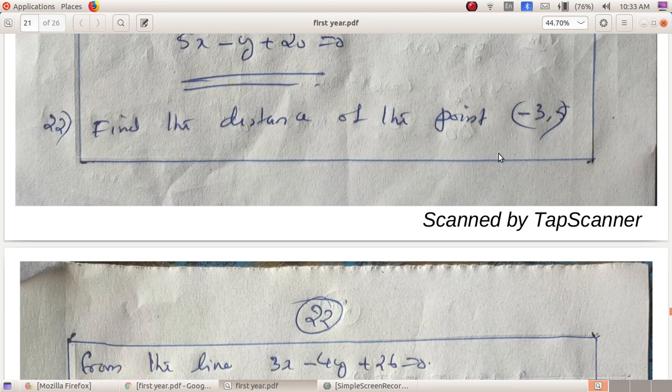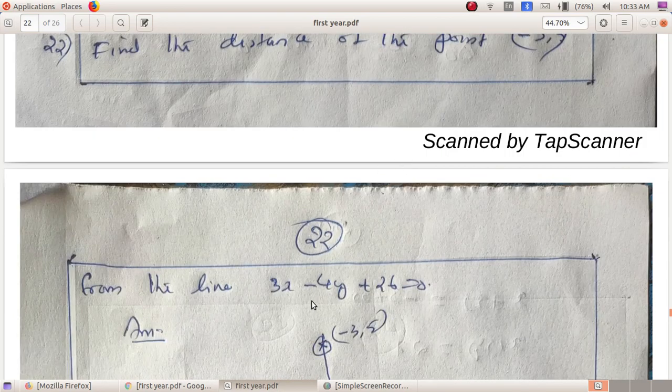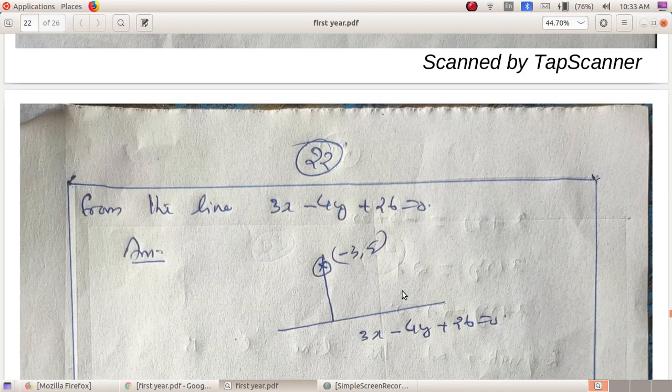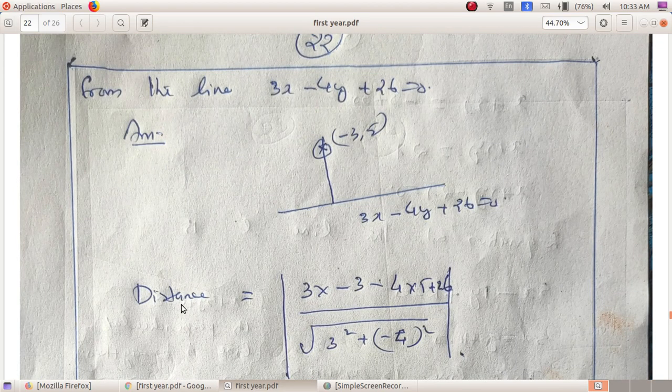Find the distance of the point minus 3, 5 from the line 3x minus 4y plus 26 equal to 0. So you just draw the graph: minus 3, 5 and the line 3x minus 4y plus 26 equal to 0. Then the distance formula: the distance from the point to the line can be taken as modulus of 3 into minus 3 minus 4 into 5 plus 26, where you replace x and y by this point minus 3, 5, divided by root of 3 square plus minus 4 square.